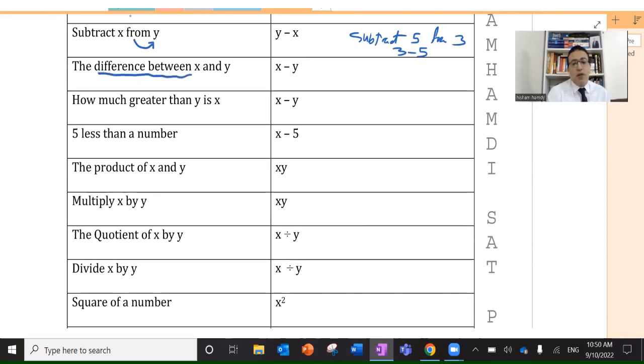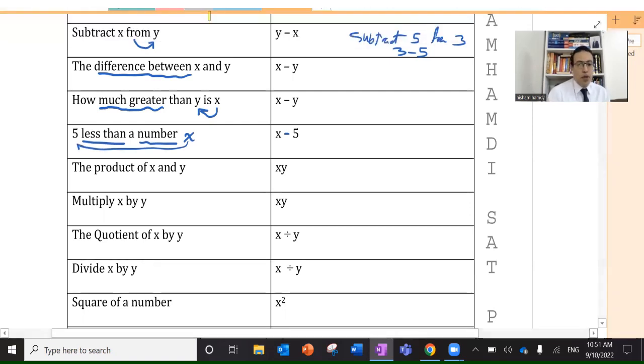Difference between, it could be x minus y or y minus x, because I'm looking for the difference. What is the difference between 3 and 5? It's 2. What is the difference between 5 and 3? It's 2. But subtract from, what comes after from should come first. Difference has the same meaning as how much greater y is than x. So it's x minus y. How much greater than y is x? So it's x minus y. Less than also means minus, and 5 less than a number, if we assume that the number is x, so x minus 5.